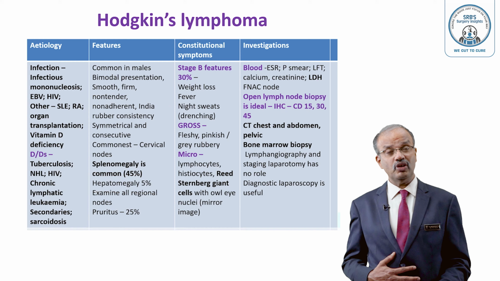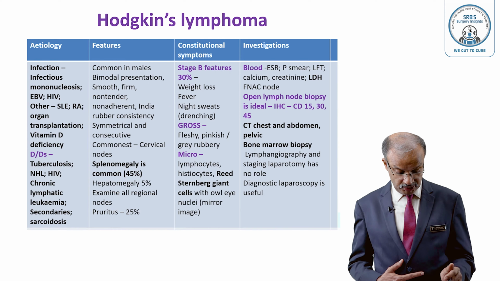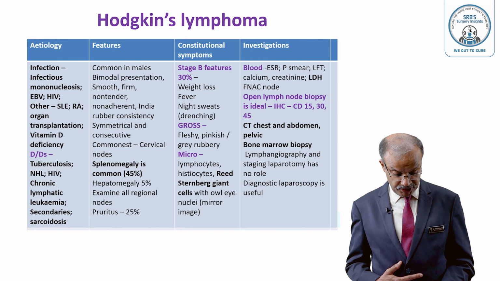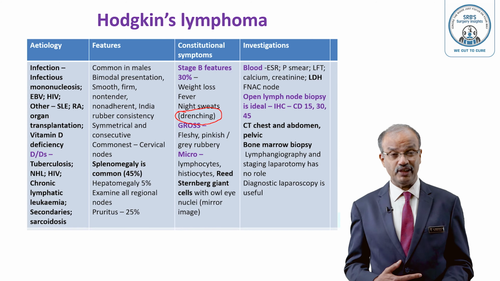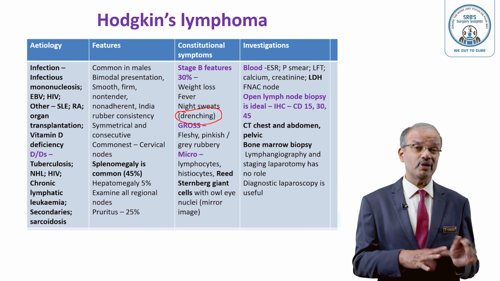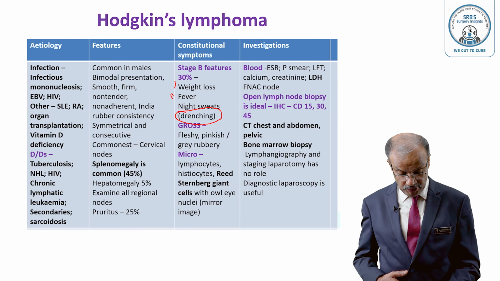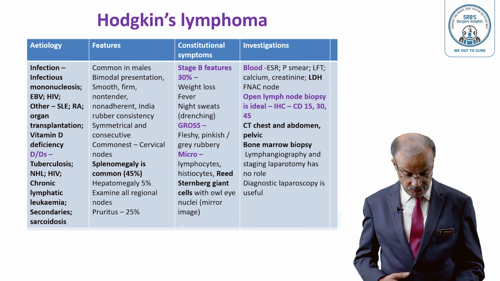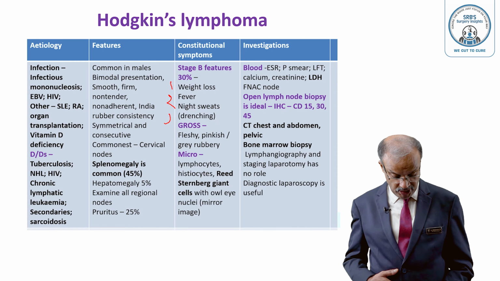Note, this feature is very commonly asked as an MCQ question. B symptoms are weight loss, night sweats, fever: drenching, severe night sweats. Now, pruritus does not come under the B symptoms. It's a very common association in Hodgkin lymphoma, remember. These three components are the B symptoms: weight loss, fever, drenching night sweats.